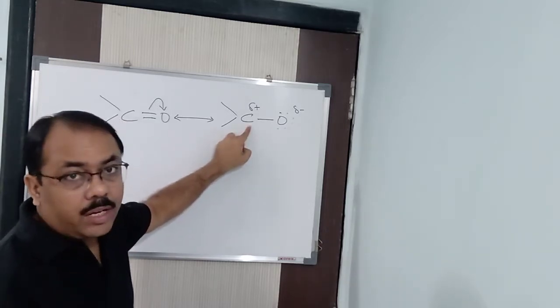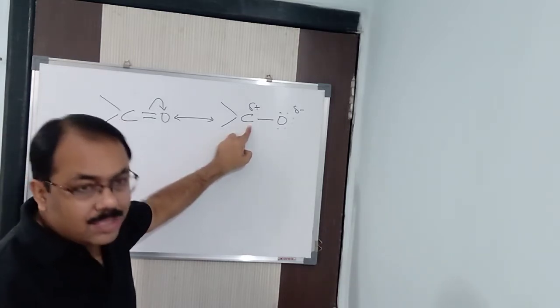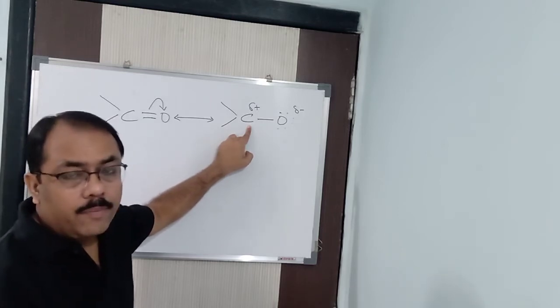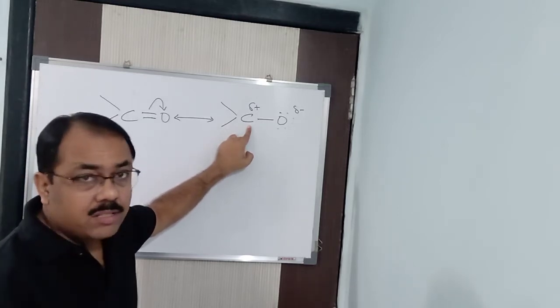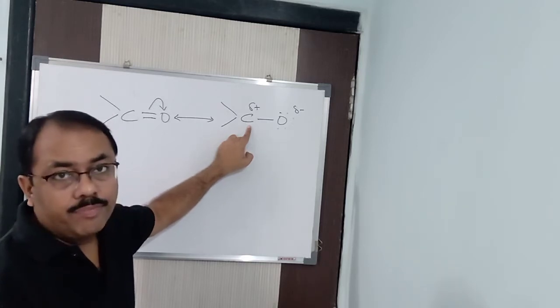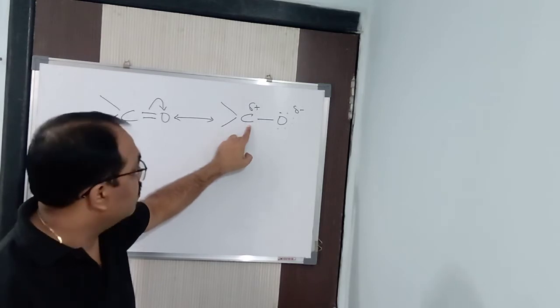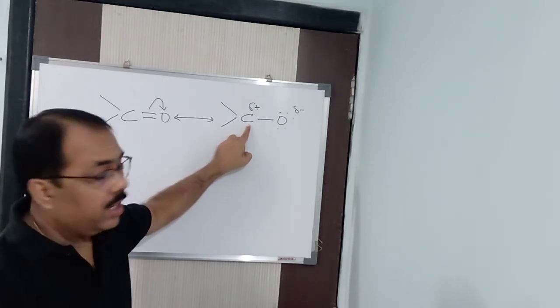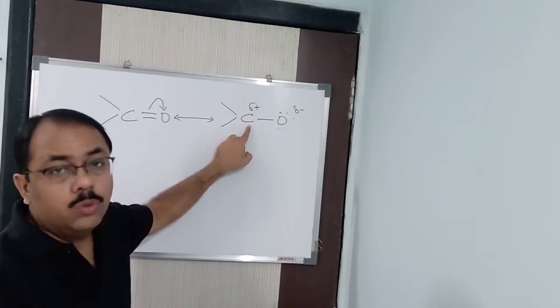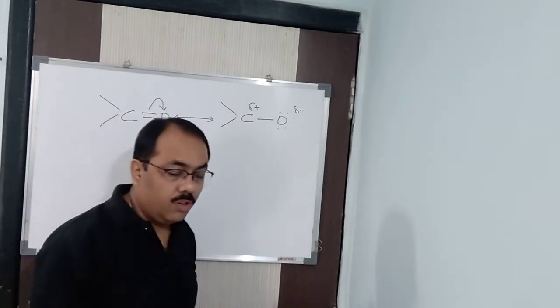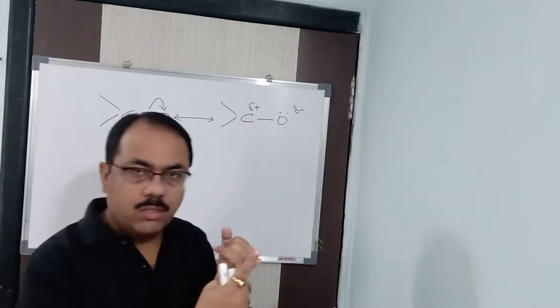As it has electropositive character, it readily attracts the nucleophile towards itself. This carbonyl carbon is very susceptible to nucleophilic attack. So hence it undergoes, number 1, nucleophilic addition reactions.